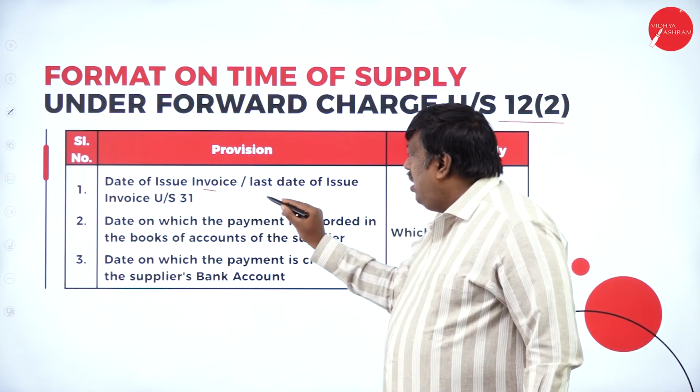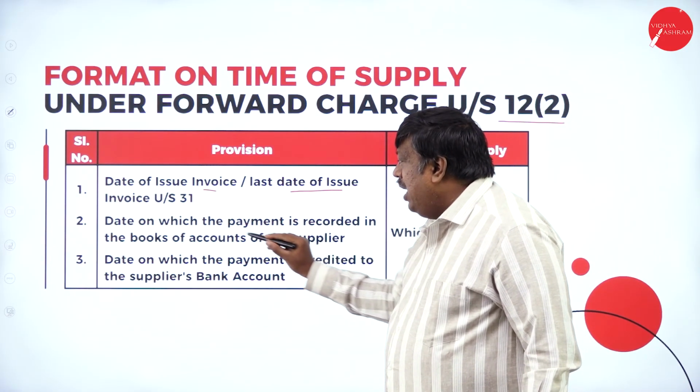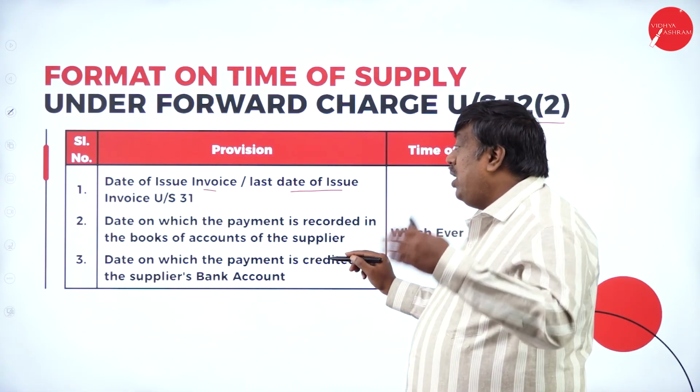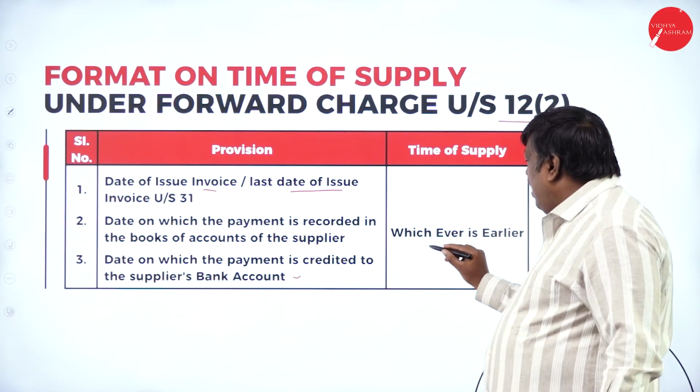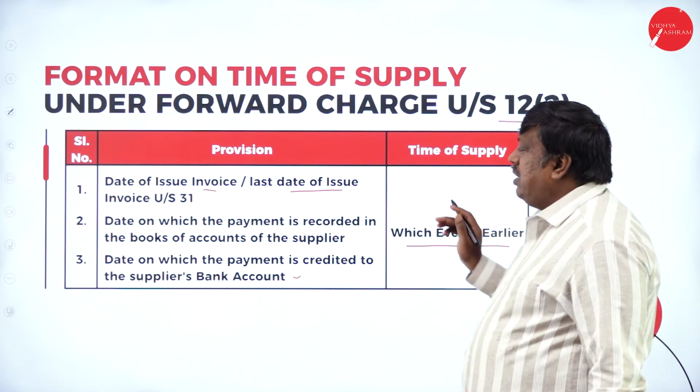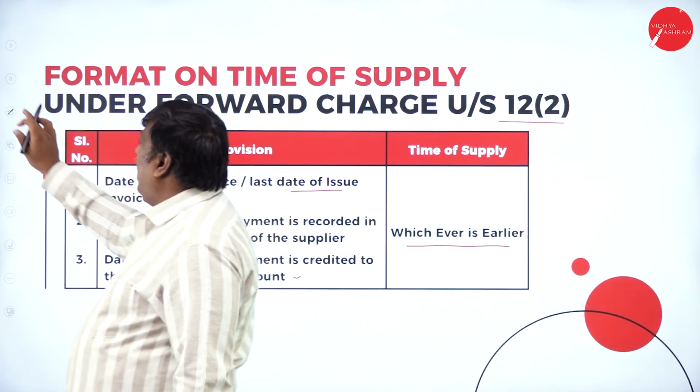Date of invoice, or the last date of issue. Date on which the payment is recorded in the books of account and the amount credited to bank. In these three, whichever is earlier. This is the date we have to consider for the time of supply.